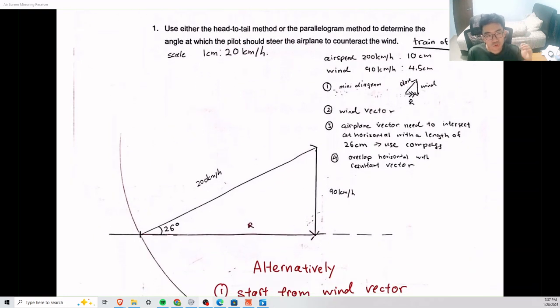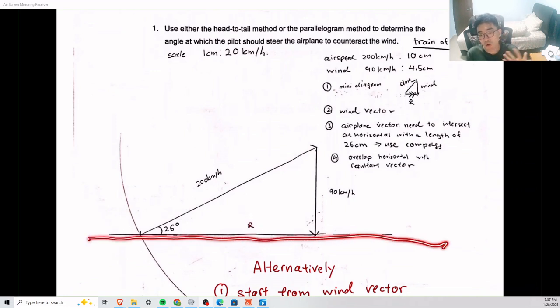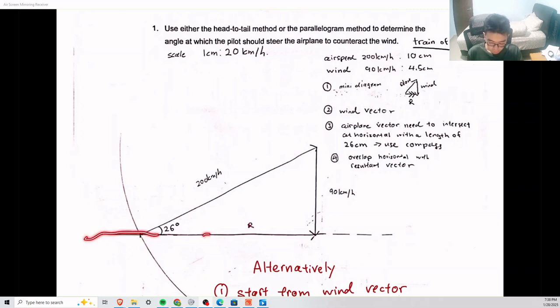Firstly, I draw a straight horizontal line. This is what I call the horizontal reference, something to serve as a guide. On any position on the horizontal reference, I put a point. You can put it anywhere, here or here, up to you, so long as it is on the horizontal reference. So I put it here.